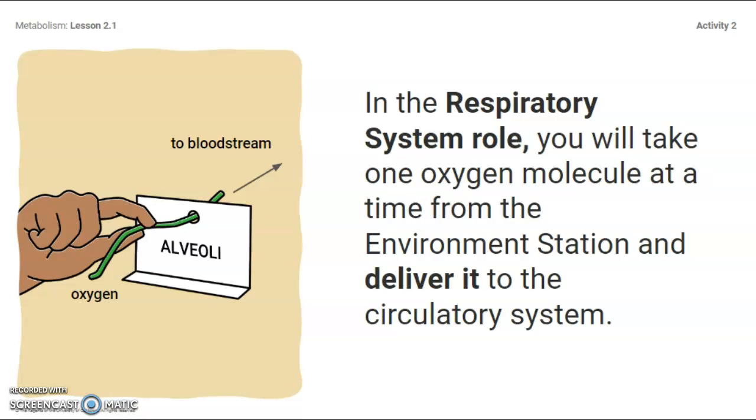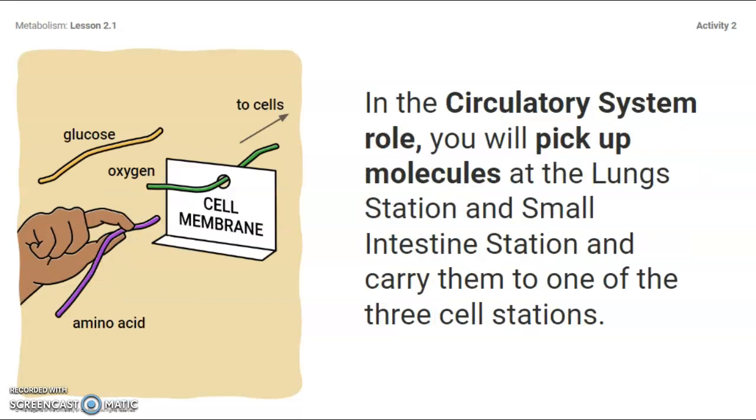When you get to the respiratory system, your role is going to be to take 1 molecule at a time from the environment station and deliver it to the circulatory system. So you'll have 1 person that'll move back and forth. Okay, so you'll deliver it to the circulatory system by pushing it through the alveoli card at the lung station. So you're going to take it from the lung station and you'll move it to the circulatory system once it has passed through the alveoli.